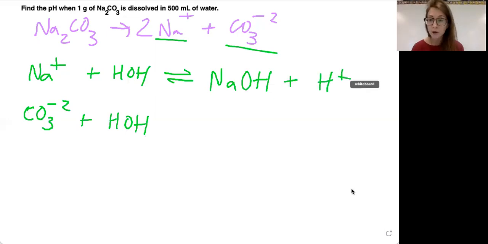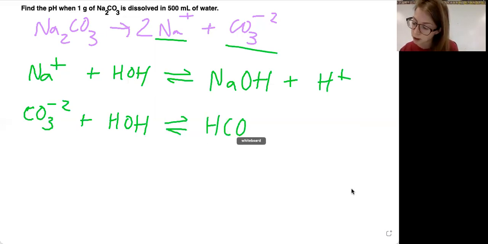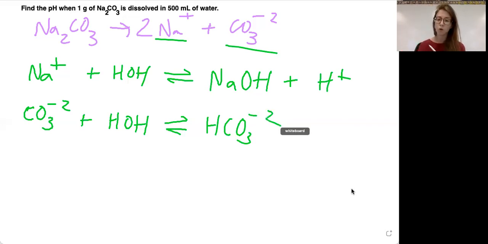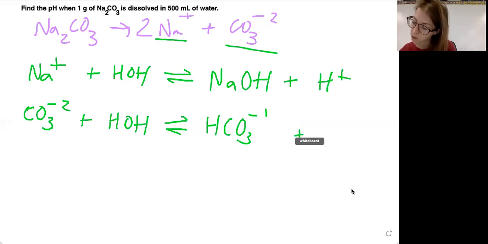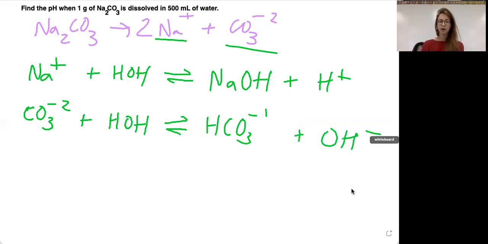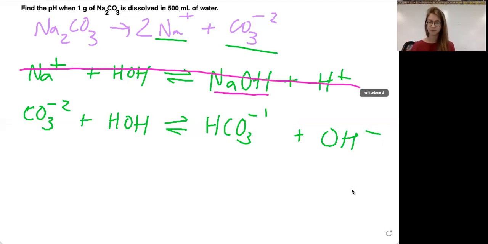For the carbonate, CO3, because it's a negative, when it reacts with water, it would steal an H. Just one H from the water. Sorry, that would be -1 now. And therefore, it would release OH-. Now, the problem is, both of these reactions aren't going to be happening. It might be that neither are happening, but we need to see which one could be. So since NaOH is strong, it would never actually stick together. Therefore, this reaction would never happen.